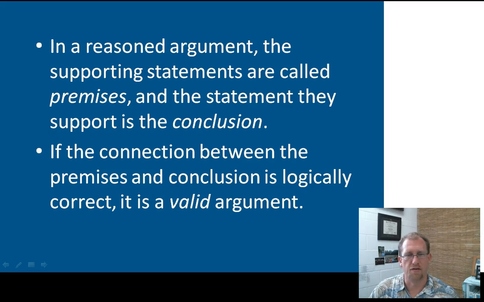Just some terminology here that you're going to need. The statements that we rely on in a deductive proof, that we say because of this, then this is true, these leaned-on statements are called premises, right? And the thing that you get to say at the end, I've concluded that this must be true, is the conclusion. So the premises are things that we build our argument on. The conclusion is what we produce at the end of the argument. And if the connection between the premises and the conclusion is logically correct, then we have a valid argument, okay?